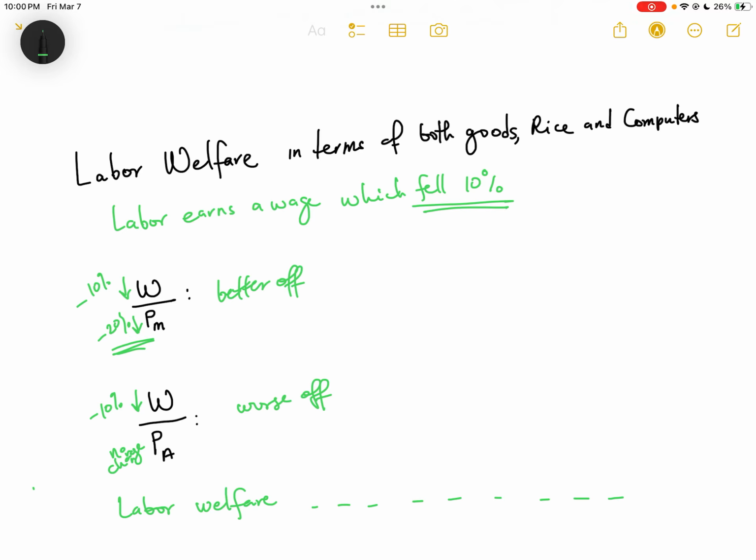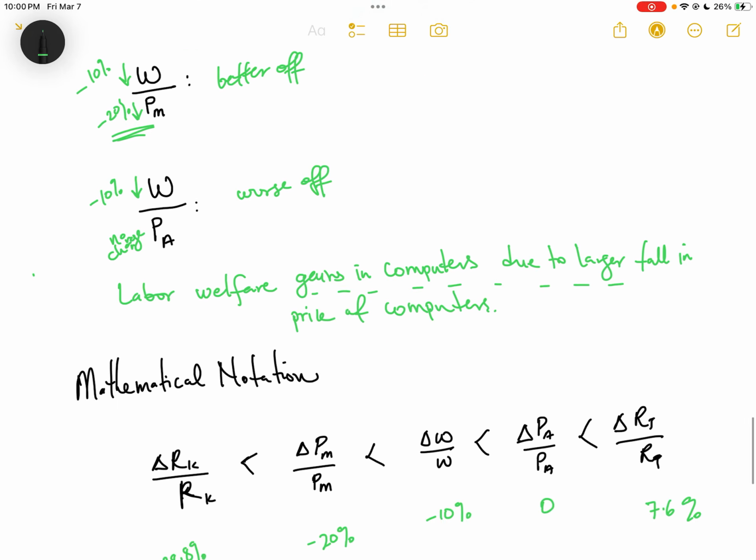So, labor welfare gains in computers due to a larger fall in the price of computers. All right, let's move on.